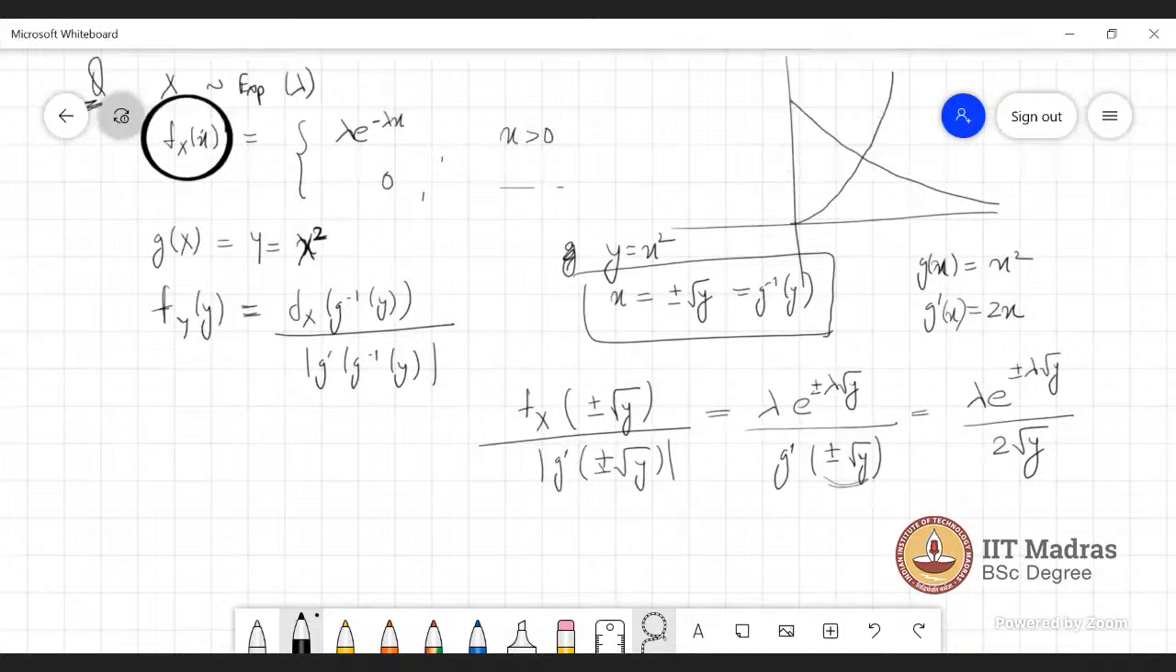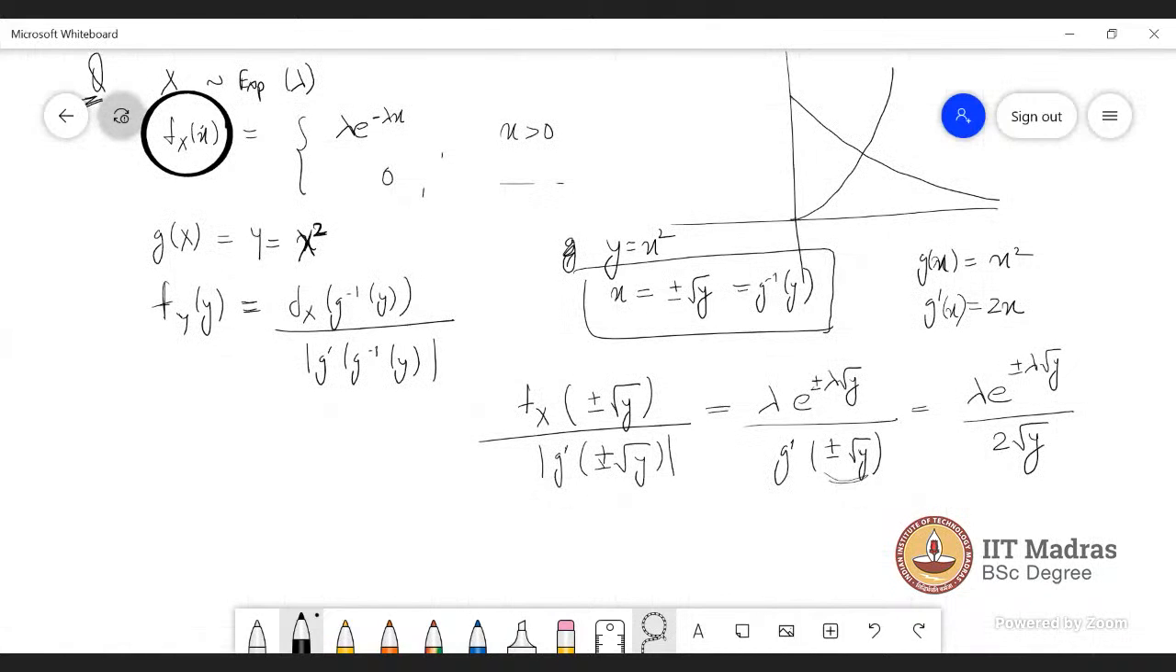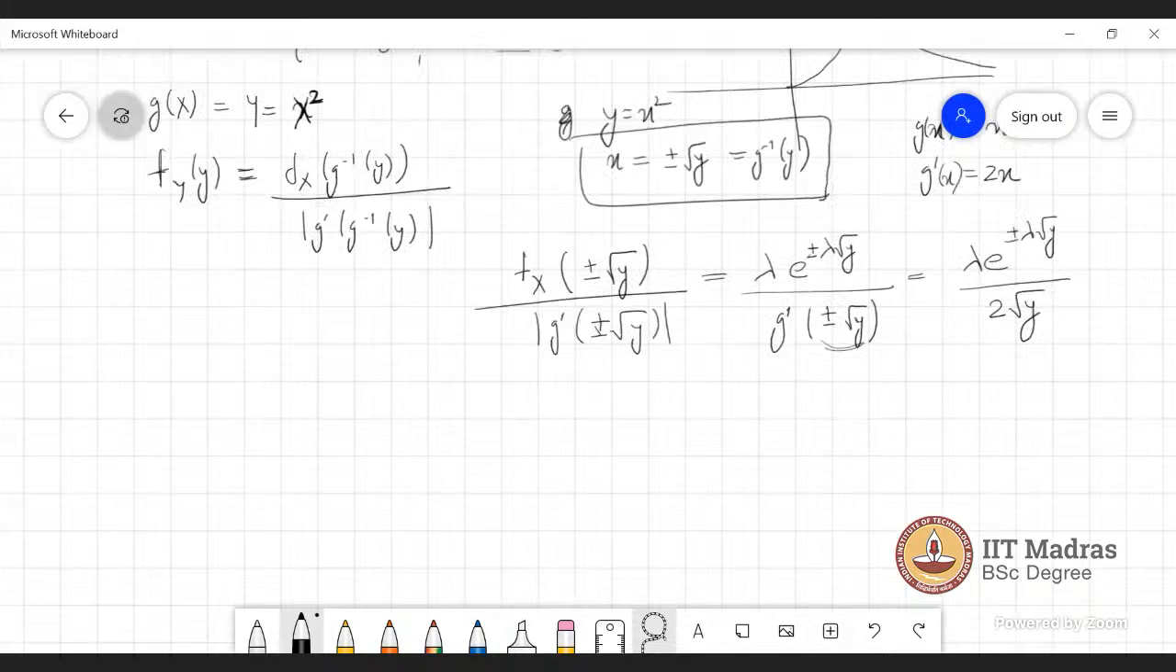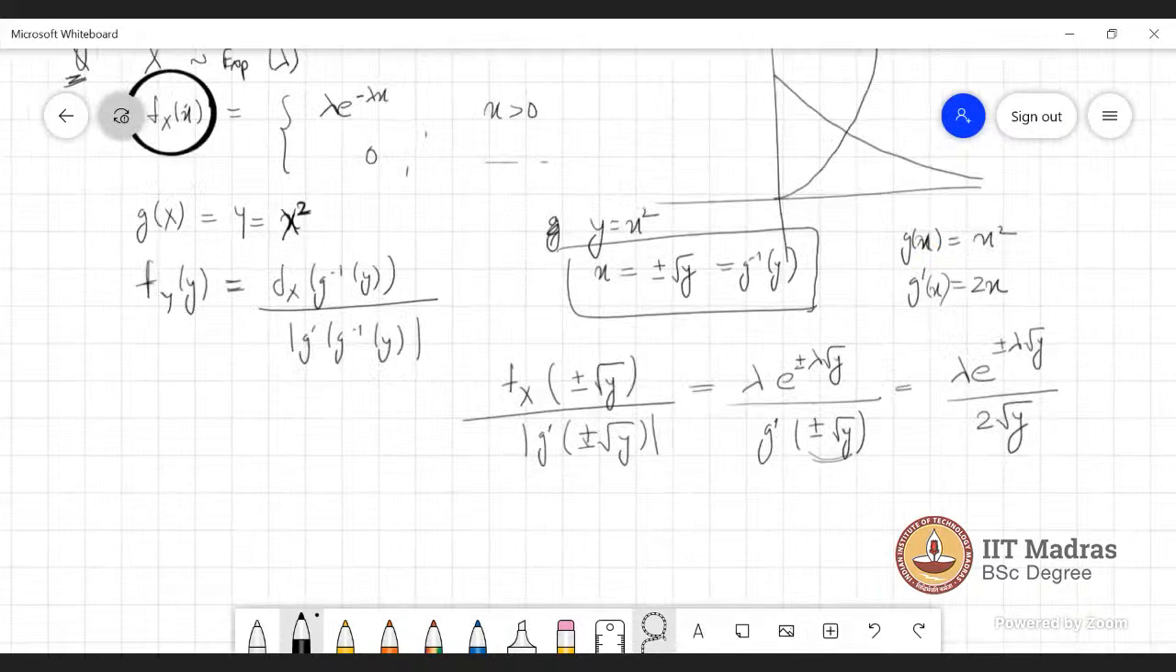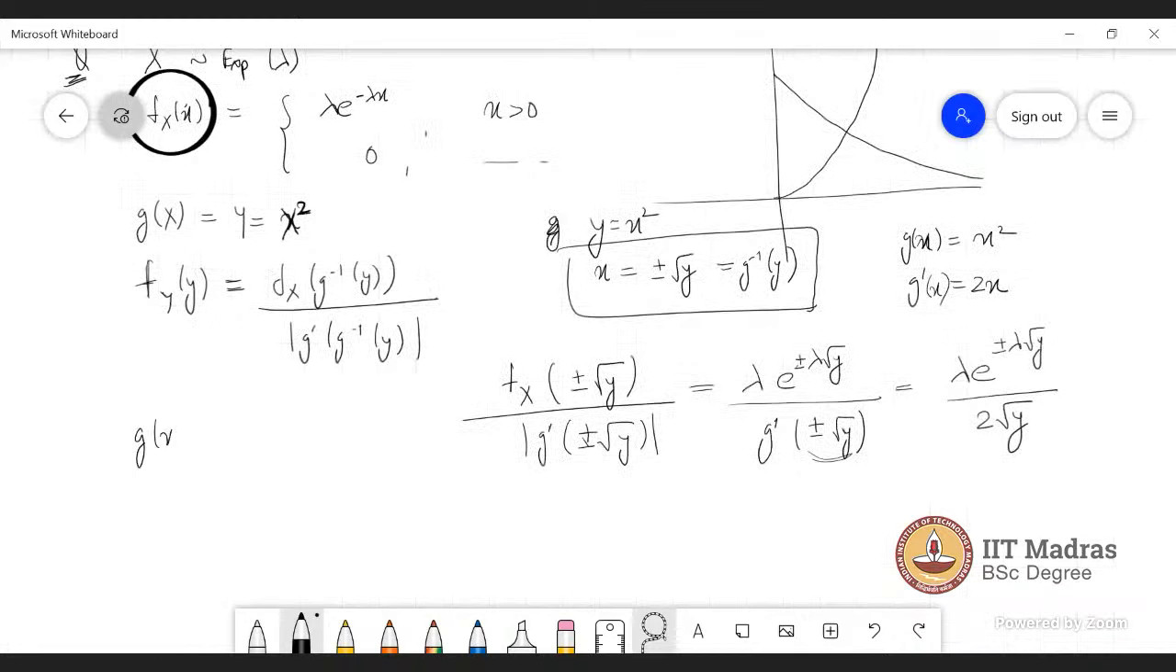Yes, ma'am. Okay. So just the G dash part. How are we getting the G dash? So let's write your g of x. So what is g of x? Okay, G dash. Got it. Why would it be e to the power plus minus? Because the x support is already greater than 0.